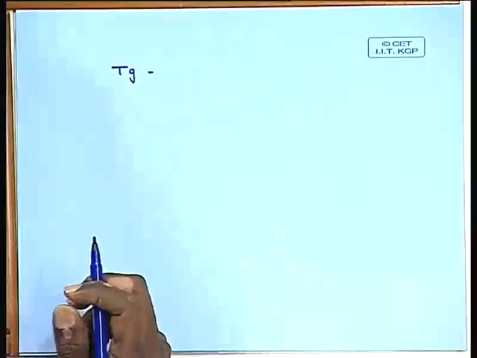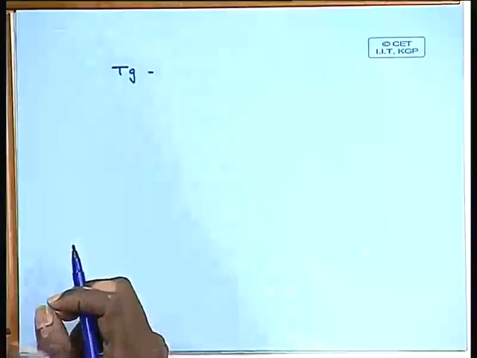Tg, as I told you, is a second order transition. Why is it a second order transition? What is a second order transition? A second order transition is one where the second differential of free energy becomes discontinuous.